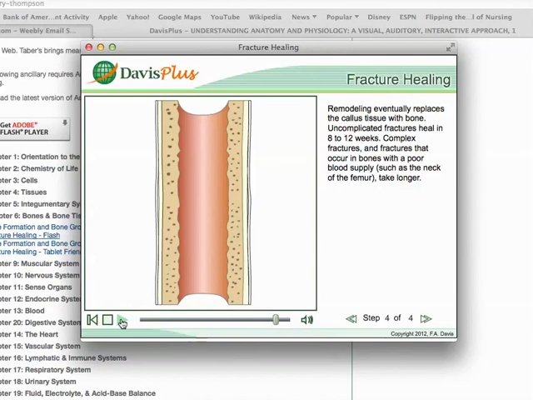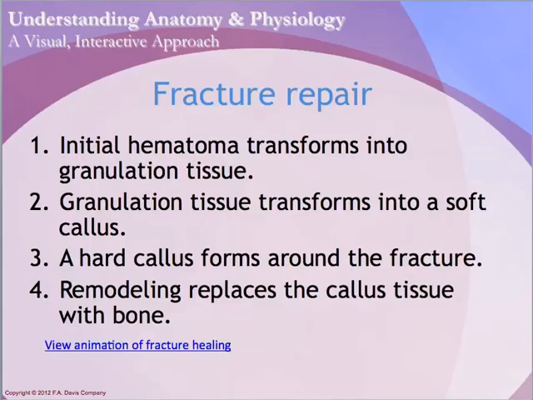Complex fractures, and fractures that occur in bones with a poor blood supply, such as the neck of the femur, take longer. But bones in general actually are going to heal faster than our cartilage or our tendons that we talked about last chapter, strictly because most of them have a really good blood supply, and that blood supply is going to bring those nutrients that we need.